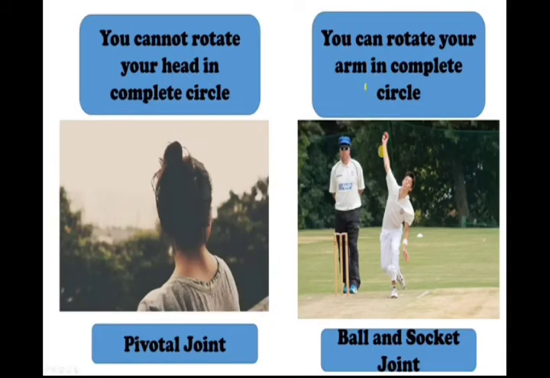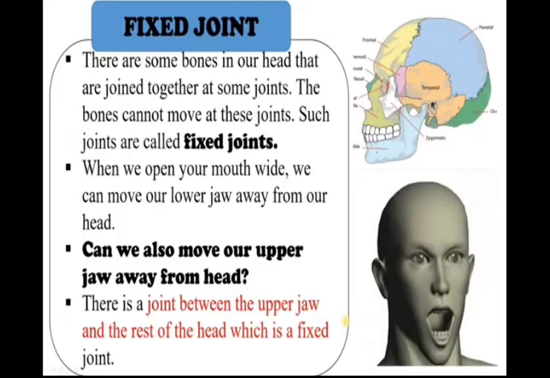Okay, and here you can see you can rotate your arm in a complete circle because of the ball and socket joint. Full 360 degree rotation is possible here. But 360 degree rotation is not possible in the neck because it is a pivotal joint. The maximum degree of rotation is possible only at the ball and socket joint, but in the case of pivotal joint, you can just bend upward and backward, left and right. Largest degree of rotation is possible only in the case of ball and socket joint.